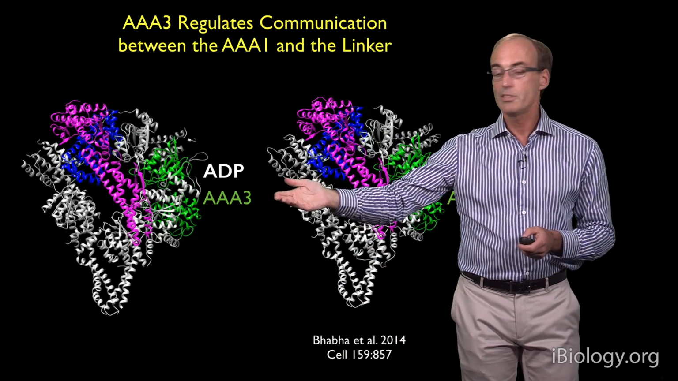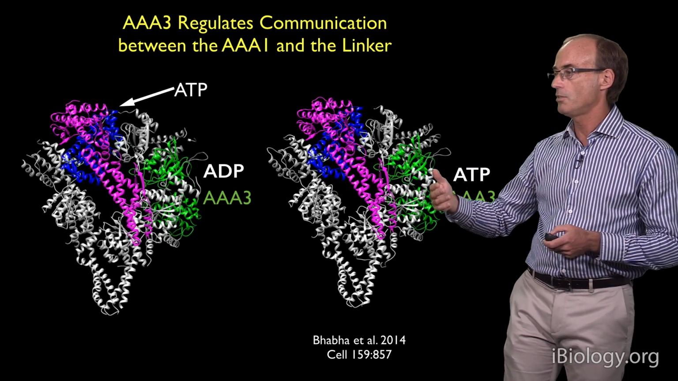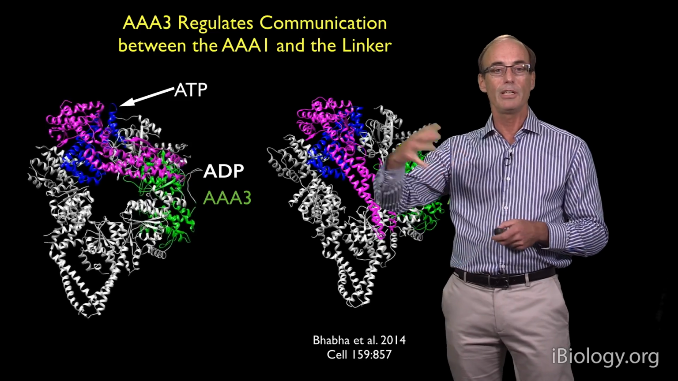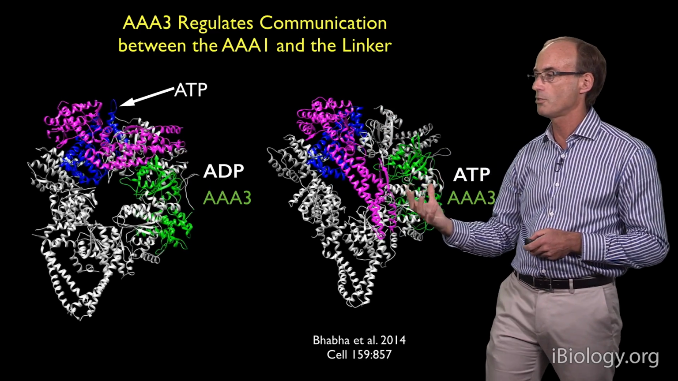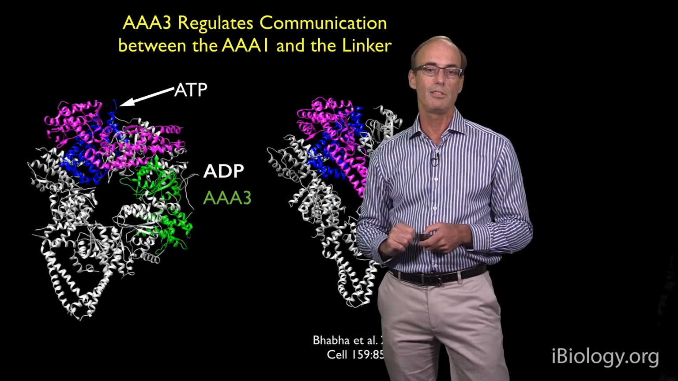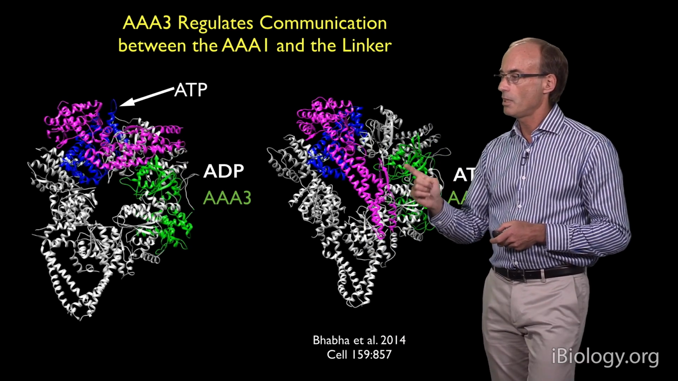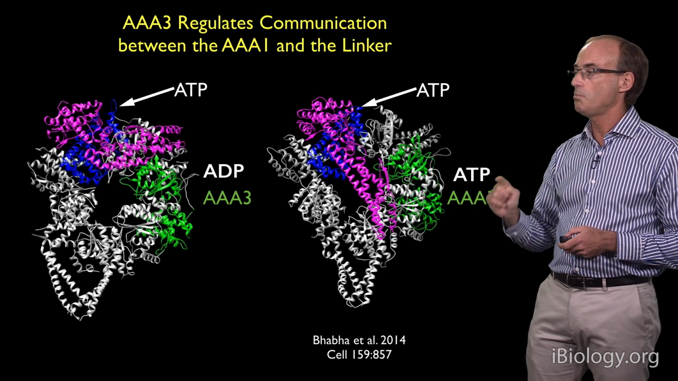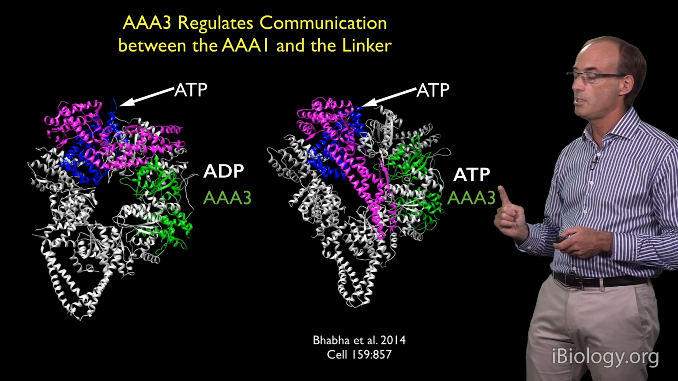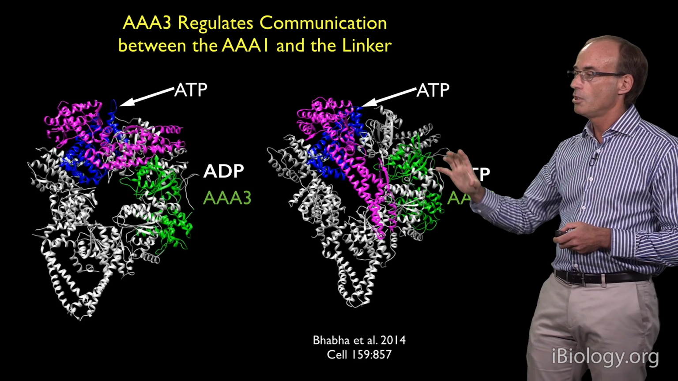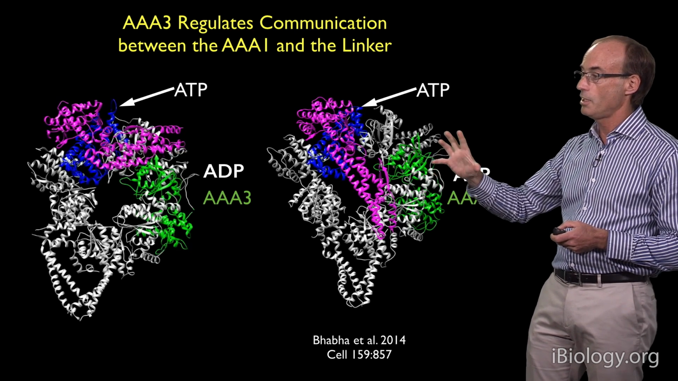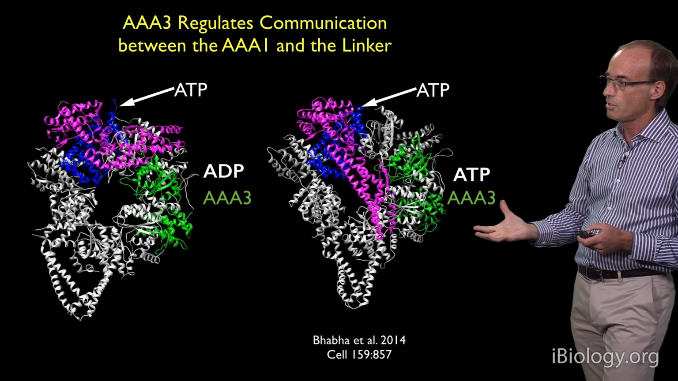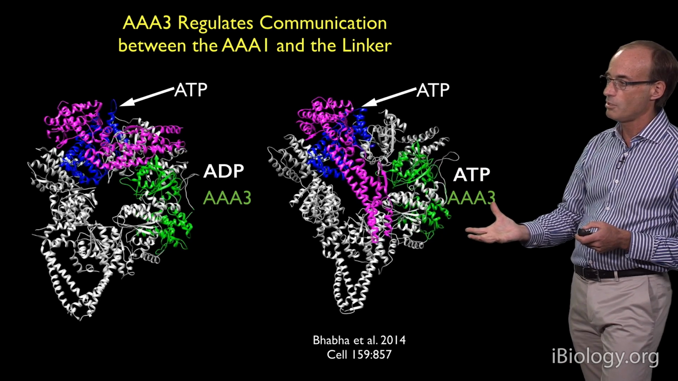So the first is the movie you just saw. That is the conformational change that I showed you, where the linker undergoes this large conformational change, and the whole ring changes its structure. But if we now load AAA1 with ATP, but now there's ATP in AAA3 as well, what you'll see is a very different picture. The conformation of this side of the ring changes. You can see a dramatic conformational change there.